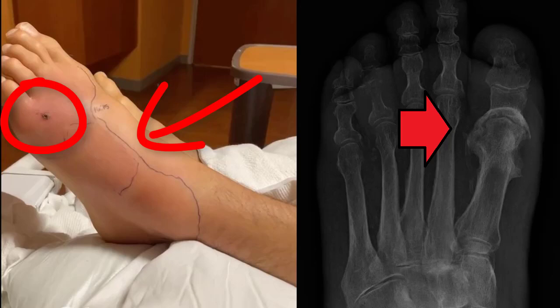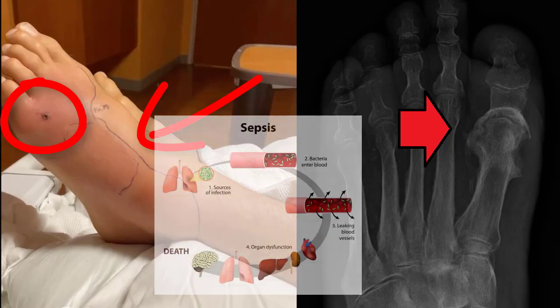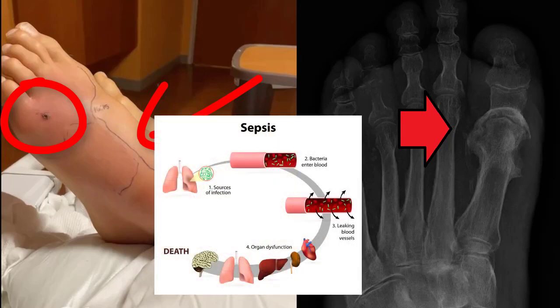cannot be treated properly, it could spread into the underlying bone and can cause osteomyelitis. It can spread in the bloodstream causing septicemia, and that is a life-threatening condition.